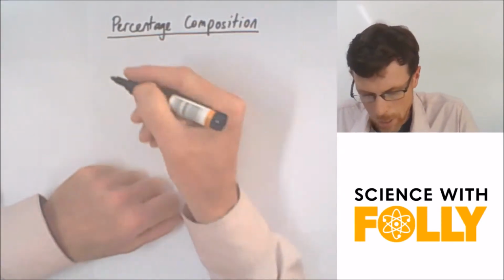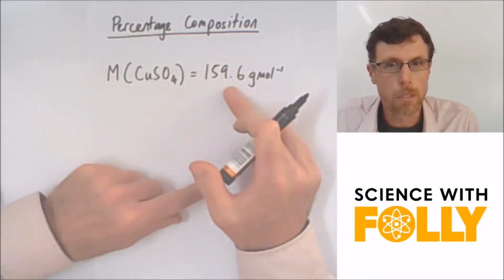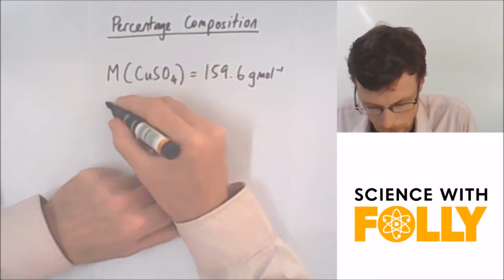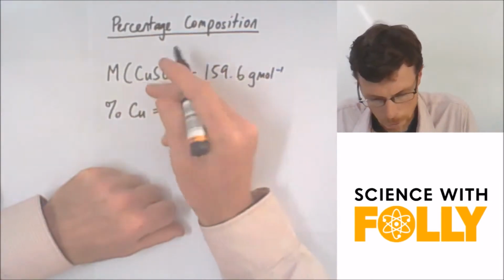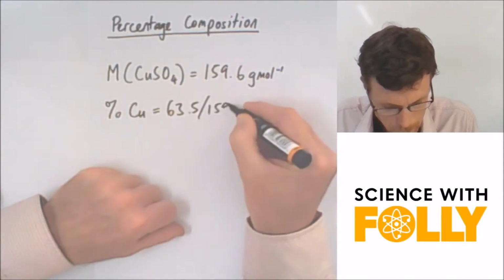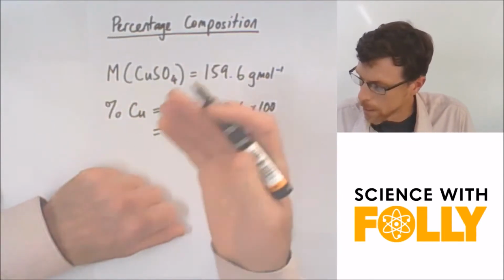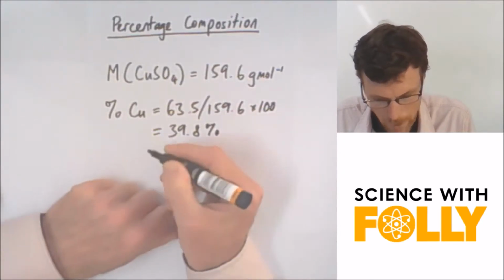So, for example, let's use copper sulfate again. We know the molar mass of copper sulfate is 159.6 grams per mole. Therefore, let's start off with copper. The percentage of copper is going to equal the molar mass of copper, which is 63.5, divided by 159.6 times 100 to give us a percentage, and that gives us 39.8%.